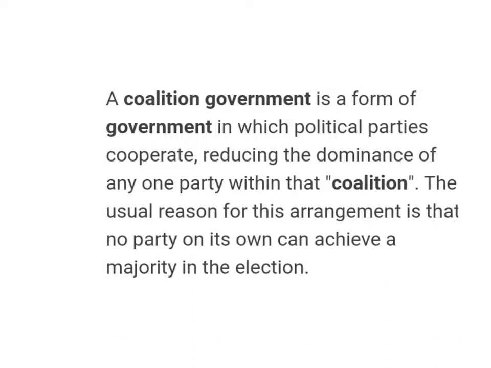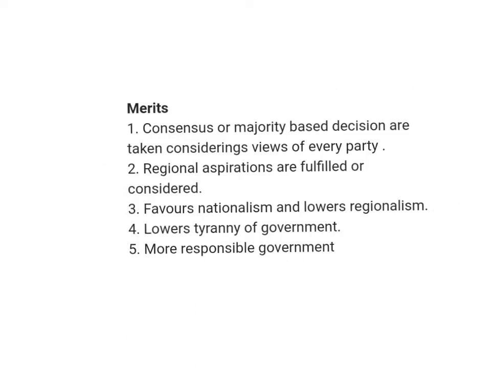So a coalition government is a form of government in which political parties cooperate with each other, put the dominance of one party below, and they cooperate, mutually understand, mutually make the decisions, and mutually form the policies for the people. The usual reason for this arrangement is that no party on its own can achieve a majority in the election. This point we discussed: if no party gets the majority of seats in the election, then two or three parties come together and form a coalition government.